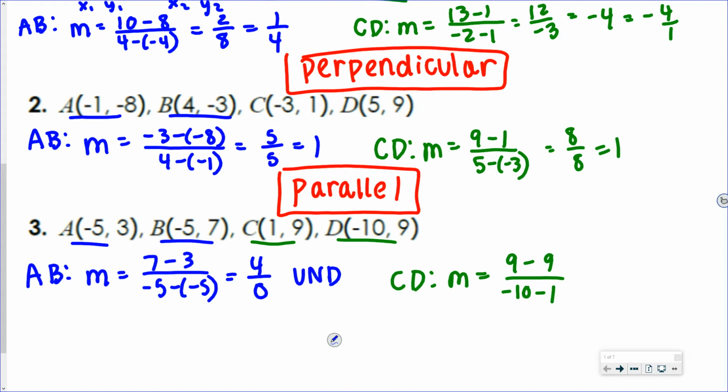Vertical line. Remember slope, dude? Undefined. You fell off the cliff. That's the worst. Okay. Here we get 9 minus 9 is 0, negative 10 minus 1, 0 over negative 11.